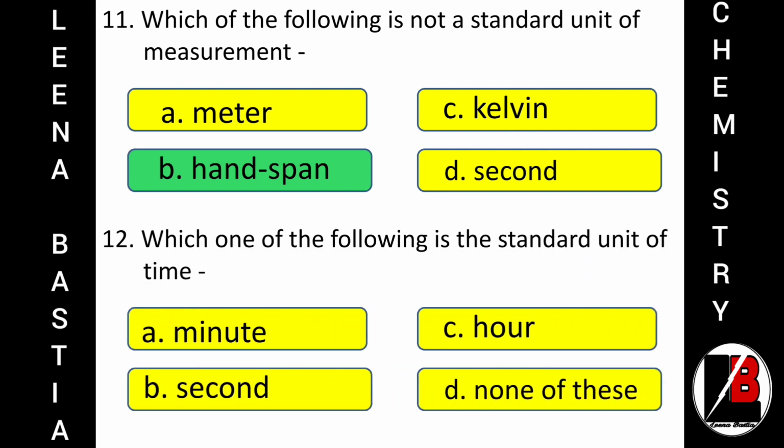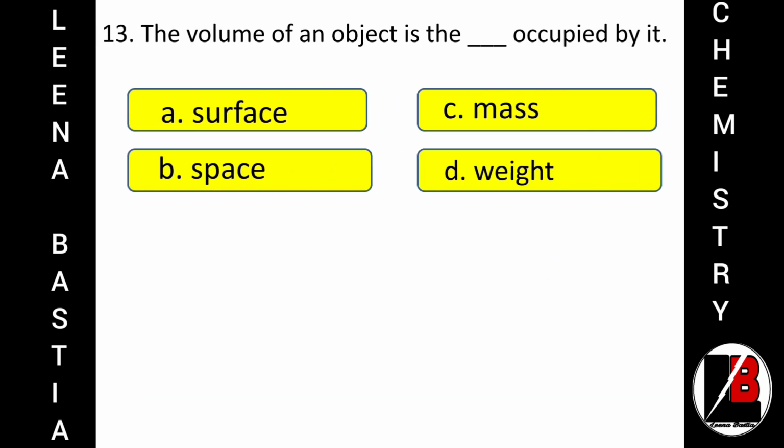Question number 12 says, which one of the following is the standard unit of time? So options are minute, second, hour, none of this. You must be knowing this answer. It is quite easy. It is second. Correct. Now let us move on to the next question.